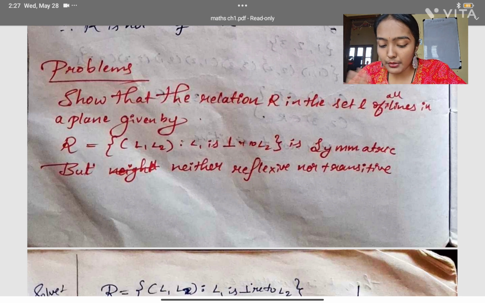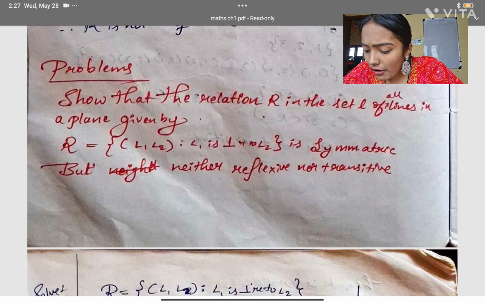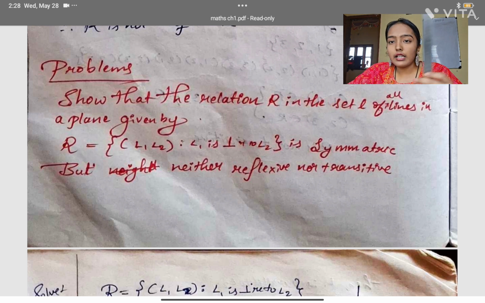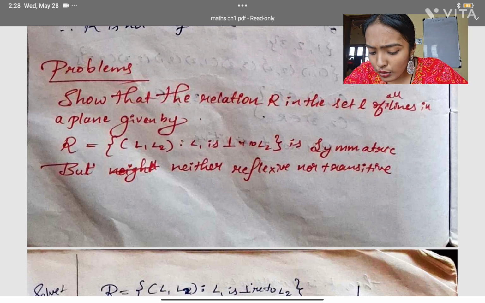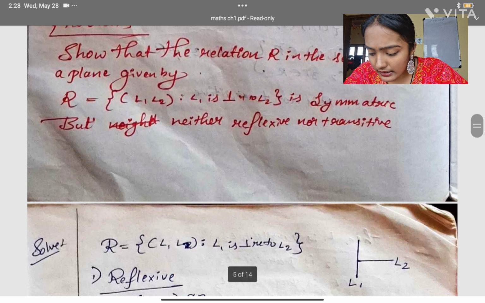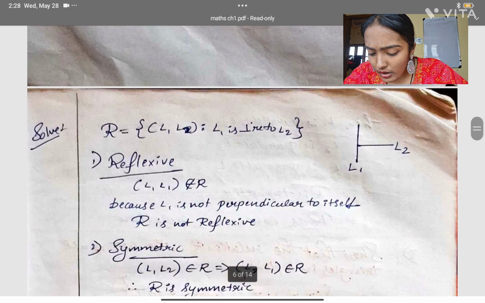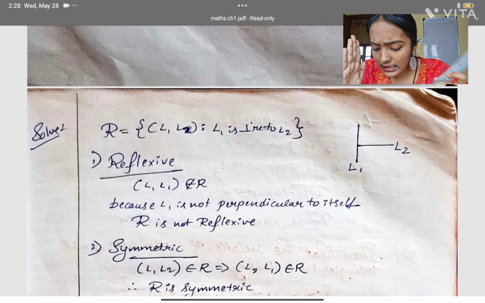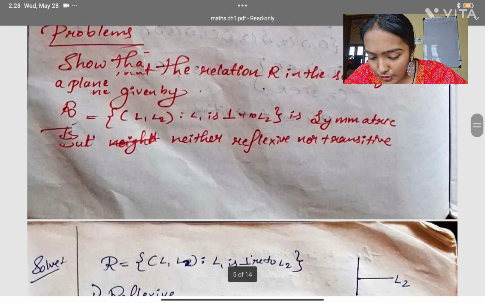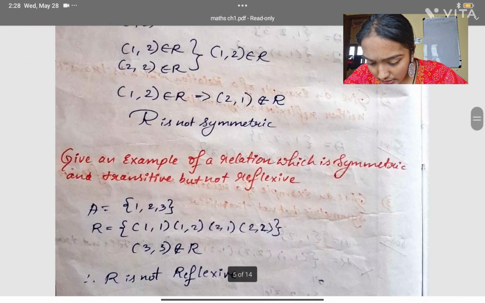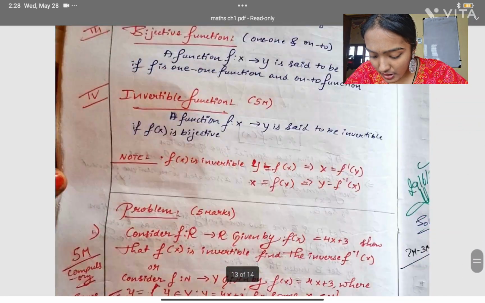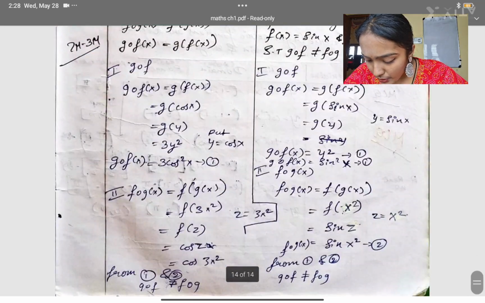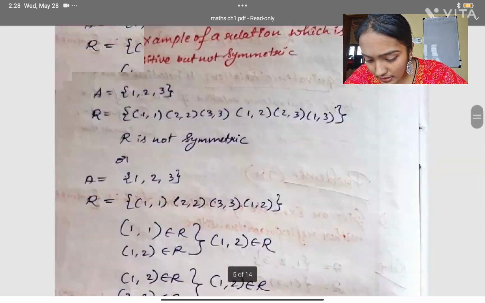Okay, 30 minutes. Show that the relation R in a set L of all lines in a plane given by, means there are 2 lines. Okay, these are the 2 lines, let's say. So these 2 lines are symmetric and these are reflexive. Symmetric is what? 2 lines perpendicular to each other, like that. So I will discuss it in another video, I guess. As there is a disturbance, you will get distracted, so that's why I will continue all this in another session.